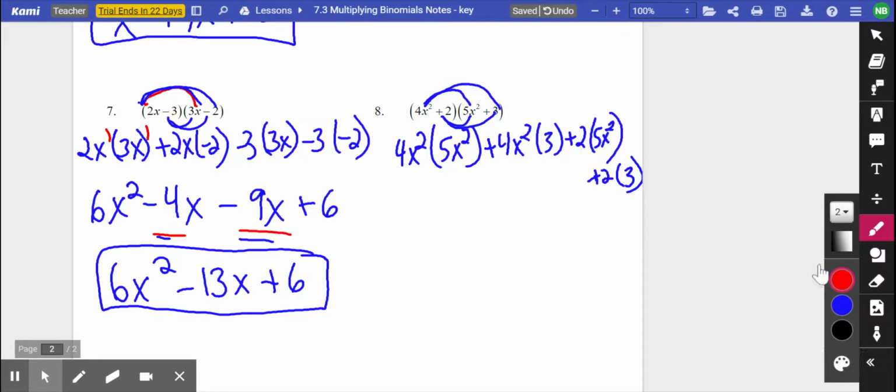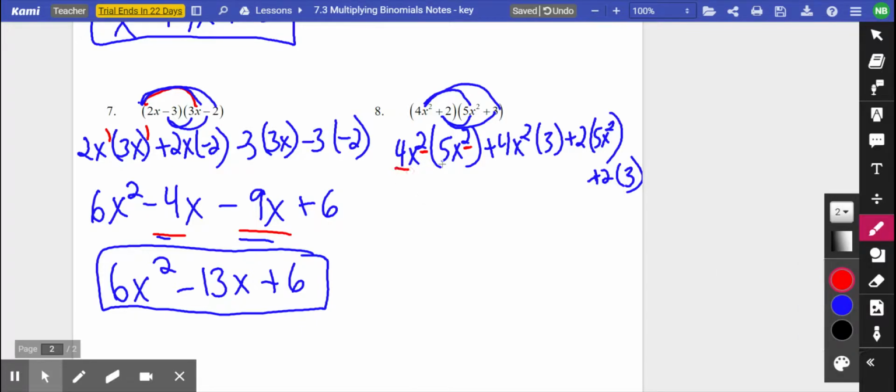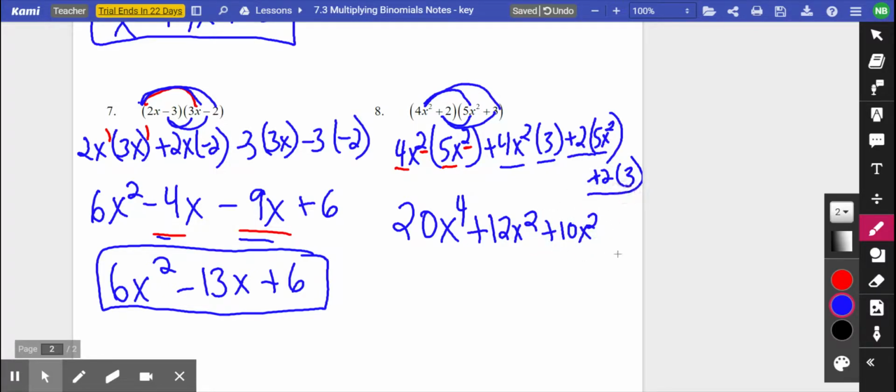All right, using that product rule of exponents, we're going to add up these little exponents here, and we're going to multiply our bigs. So we get 20x to the 4th. Plus 4x squared times 3 is going to be 12x squared. 2 times 5x squared is a positive 10x squared. And a positive 2 times a positive 3 is a positive 6.